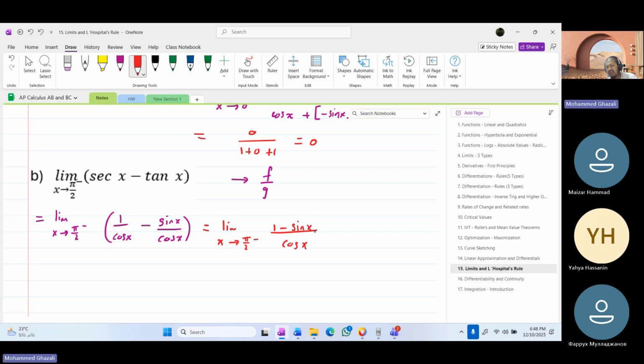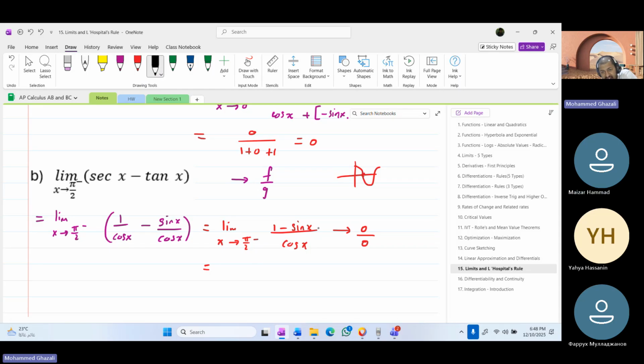What is sine of pi by 2? Sine of pi by 2 is 1. And cos of pi by 2? It's 0. Let's look at the cos graph. So we're getting 1 minus 1, 0, over 0, 0 over 0. So we're getting an indeterminate form, and we use L'Hopital's rule here.